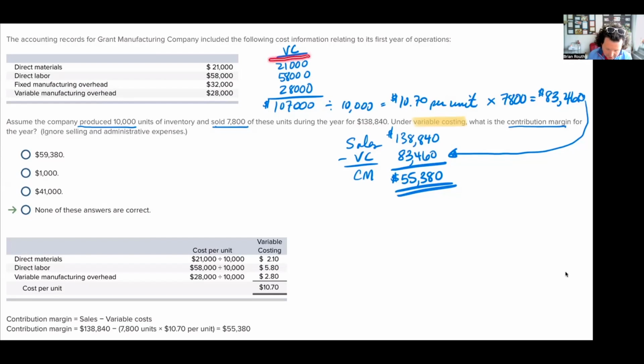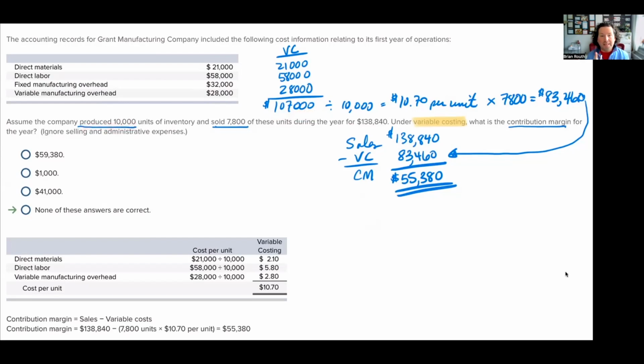Okay, so we'll take these costs and add them all up here, but notice it's only the variable cost that we're adding up. We don't use the fixed cost because we don't have fixed cost to find contribution margin. So we're only going to use direct materials, direct labor, and variable overhead. Only the variable cost. The fixed cost would appear below contribution margin down here to find operating income. So we have direct materials of $21,000, direct labor of $58,000, and variable overhead of $28,000. That gives us a total variable cost of $107,000 to produce those 10,000 units.